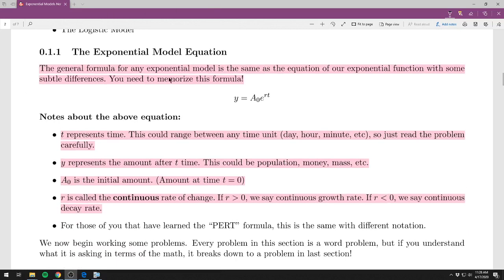And for the most part, the exponential model is just that very first thing we learned in this chapter, the exponential equation, but we give some specific letters to it. This is something that you definitely need to memorize. The exponential model formula that I'm going to use throughout this section is y equals a with a subscript 0, called a naught, times e to the rt power.